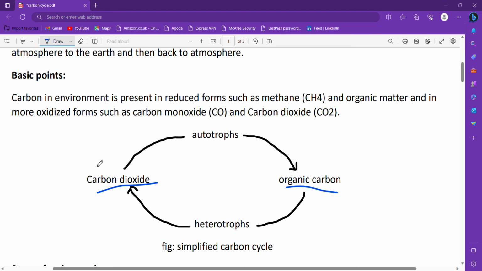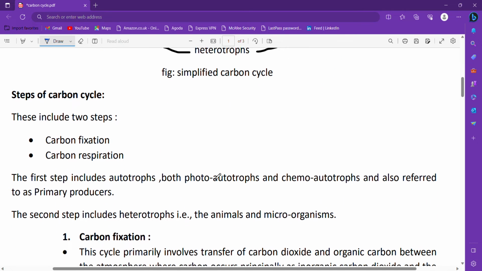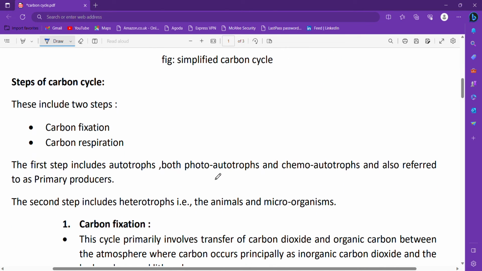A reservoir stores carbon for geological periods of time, as we know, and there are various other points. There are various steps in the carbon cycle. This includes carbon fixation and carbon respiration. The first step includes autotrophs. Both photoautotrophs and chemoautotrophs are referred to as primary producers.